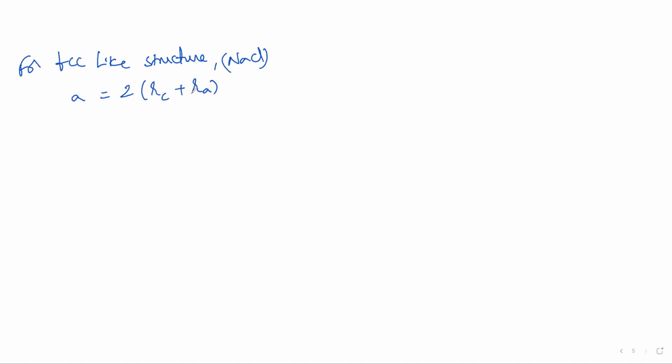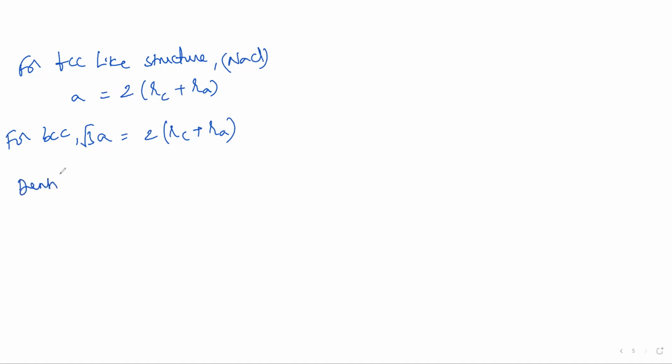Next, for FCC-like structure, like NaCl, sodium chloride, edge length a is equal to 2 into radius of cation plus radius of anion. For BCC, root 3 a is equal to 2 into radius of cation plus radius of anion.